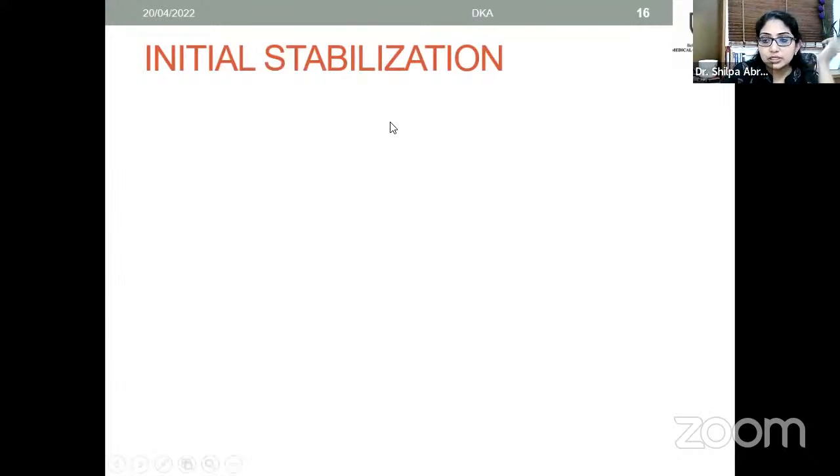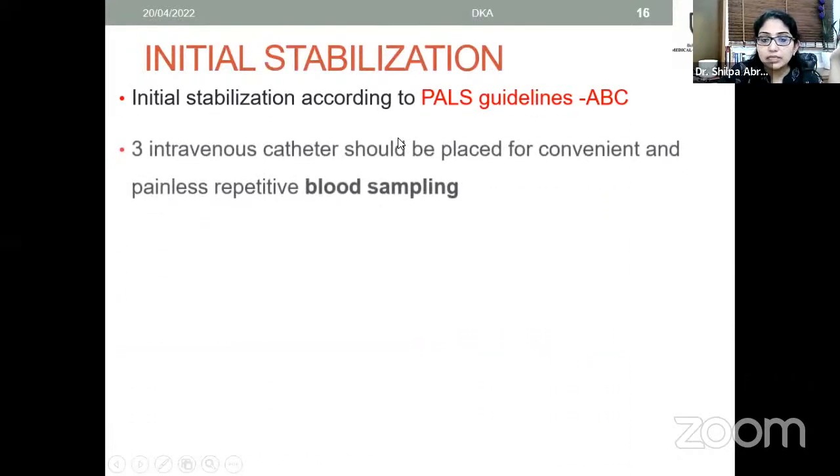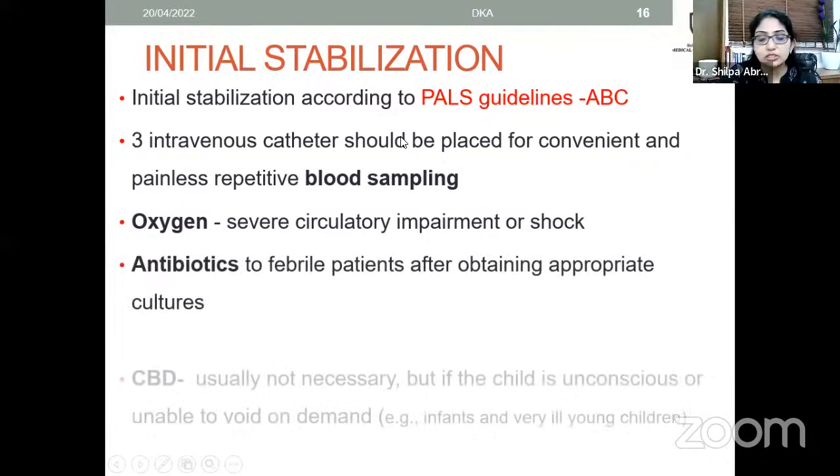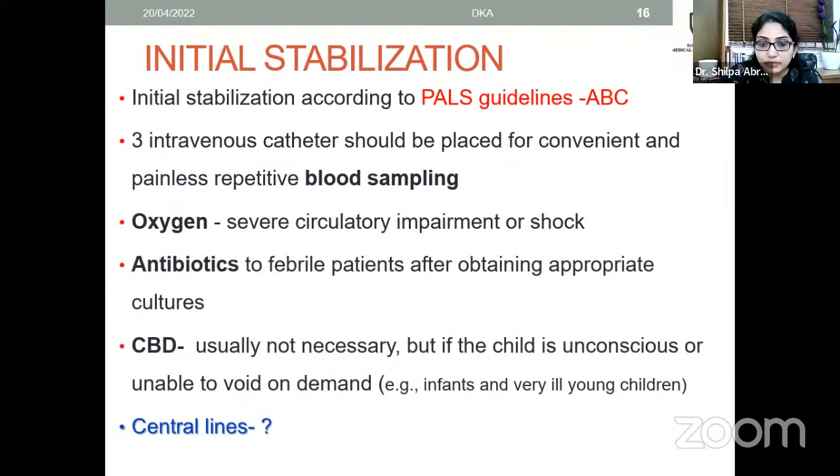So what about the initial stabilization? Just like in any sick child, it is ABCD based on pulse management. So you start oxygen, put IV lines, take blood samples. When we talk about IV lines, we usually put 3 IV lines, one for insulin, one for the fluid, and one for sampling, because you need frequent sampling. So you wouldn't want to poke the child repeatedly. So you will prefer to put 3 IV lines.